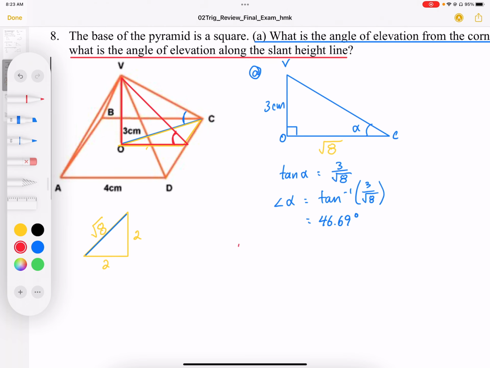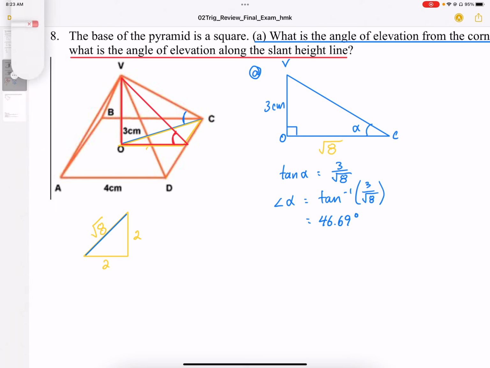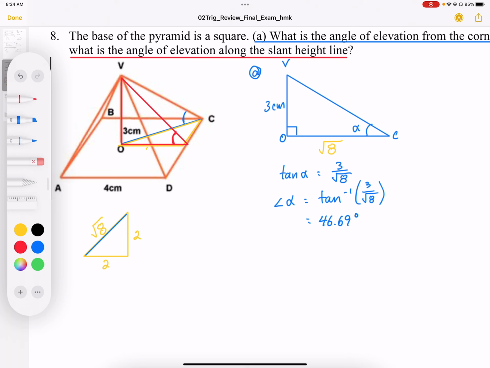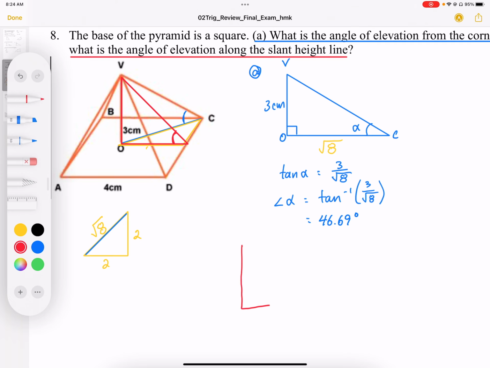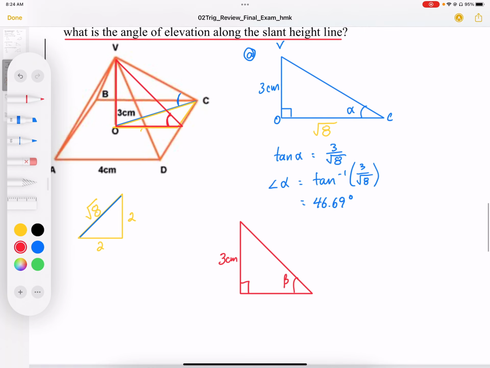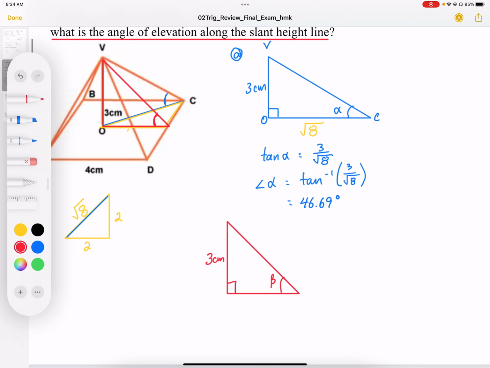So drawing that triangle in, it's going to look something like this. So I have my right triangle. Okay. We know that the height of that right triangle is 3 centimeters, and we don't know any other side. So we want that angle beta. Now it happens that the bottom of that triangle is going to be the same as halfway across the square. So that bottom is going to be 2 centimeters.